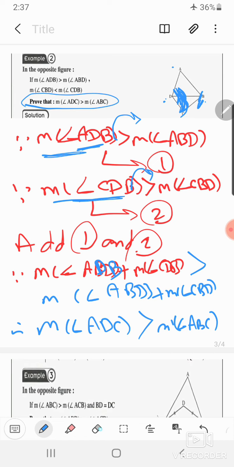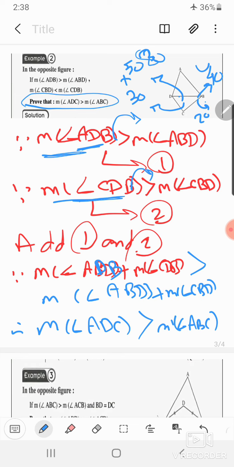If you don't understand, let's make it by numbers. Here you have this one is greater than this angle, so I make this angle like 50 and the other one, which is smaller, like 40. I make an example. And this part is greater, so I make this one 30 and this one 20. Now let's make the sum. 50 plus 30 is 80, and 40 plus 20 is 60. Of course, 80 is greater than 60. This is an example to understand.